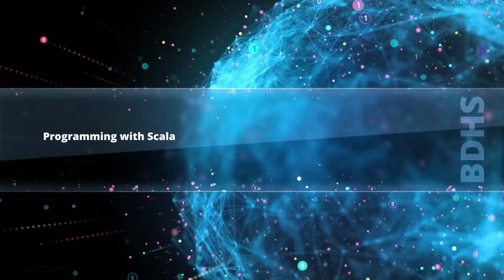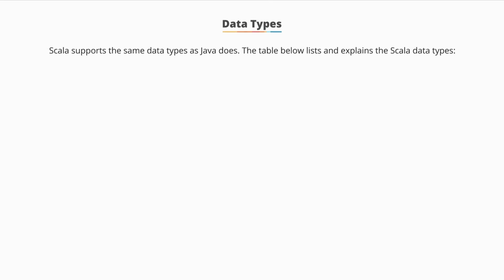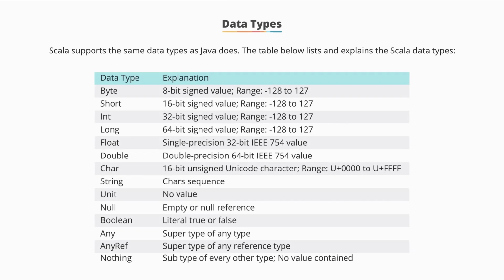Programming with Scala. Data types. Scala supports the same data types as Java does, with the same precision and memory footprint. The table on the screen lists and explains all the basic data types used in Scala. These are byte, short, int, long, float, double, char, string, unit, null, Boolean, AnyRef, and Nothing.